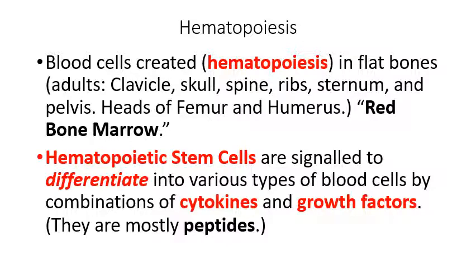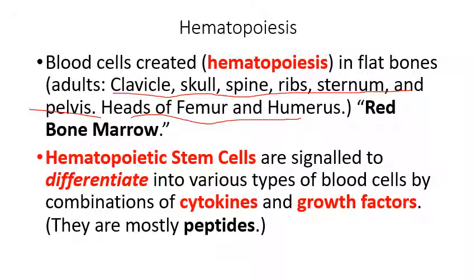All right, so blood cells are created, hematopoiesis, in the flat bones. In an adult, that means the bone marrow that is found inside the clavicle, inside the skull, the spine, the ribs, the sternum, and the pelvis. And the heads of the femurs and of the humerus bone also contain a little bit of spongy red bone marrow. It's referred to as red bone marrow because if you ever break open a rib, you'll see that it's red inside, and that's because some of those bone marrow cells that are inside the bone are converting into erythrocytes, and so they are red in color.